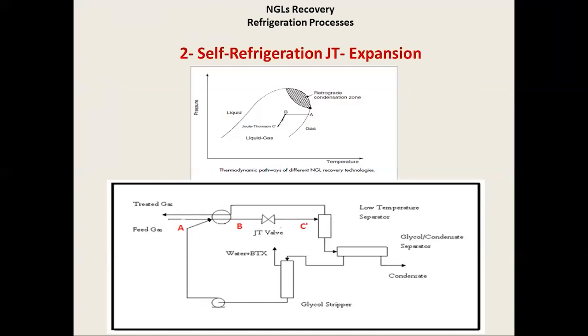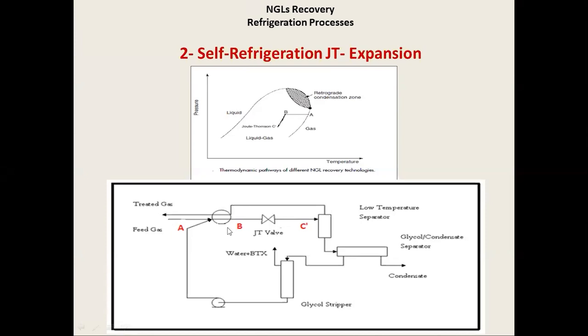here are more details. As I told you before, this is the gas heat exchanger. It is shown here, from A to B. Here's A, the feed gas. As it enters the heat exchanger at point A, it exchanges the heat with the outgoing gas, the treated gas. This is the line from A to B. The line from B to C dash, here is B and here is C dash.